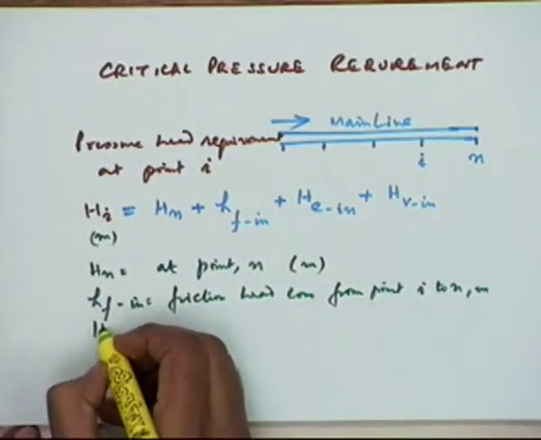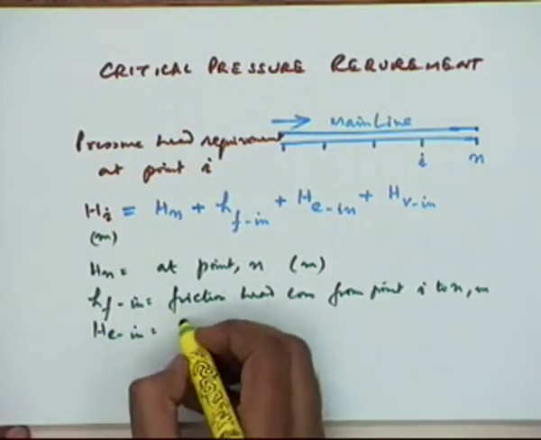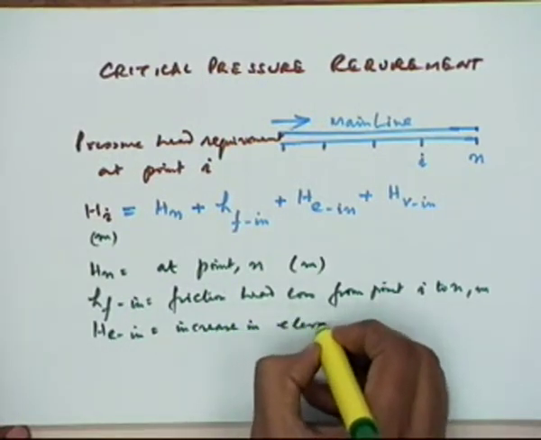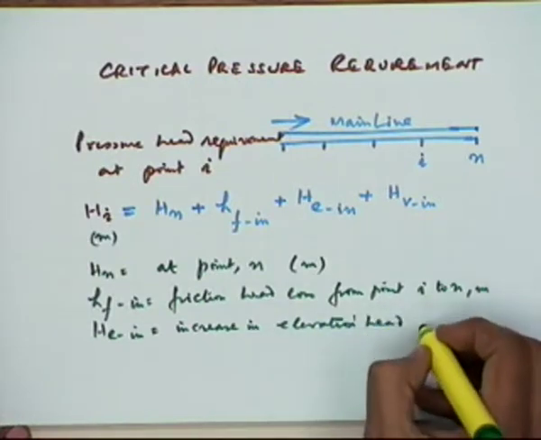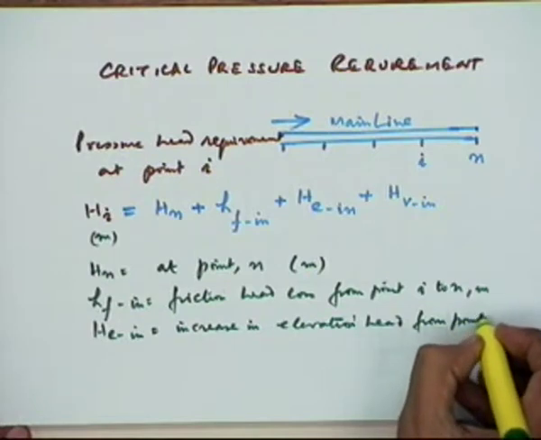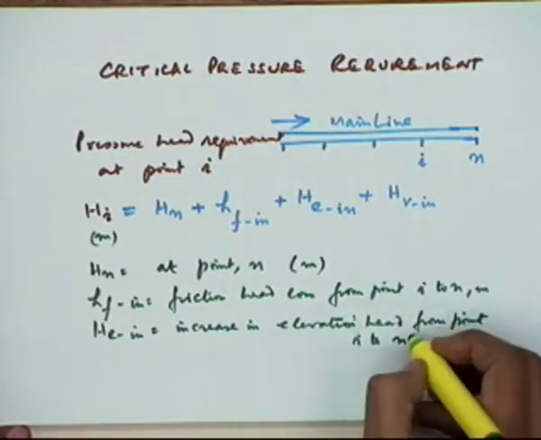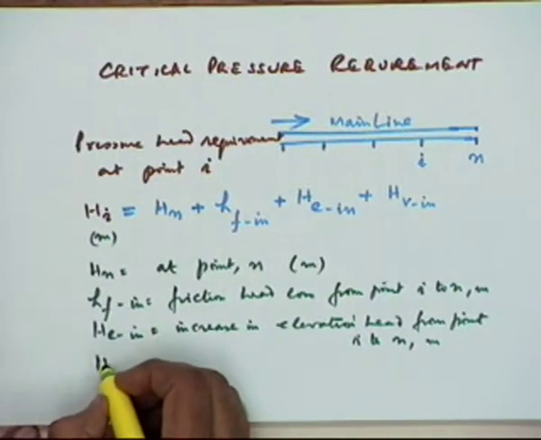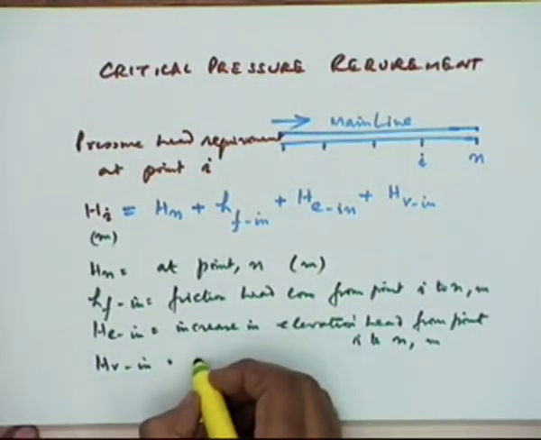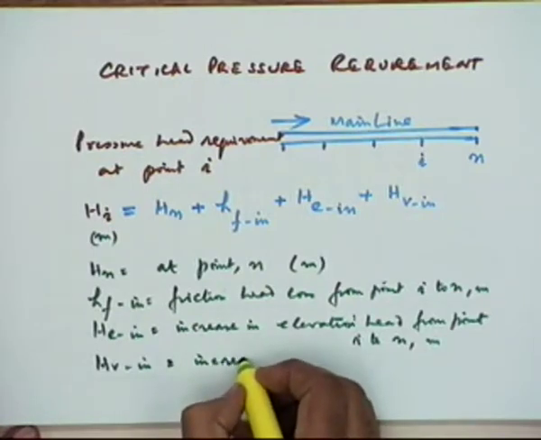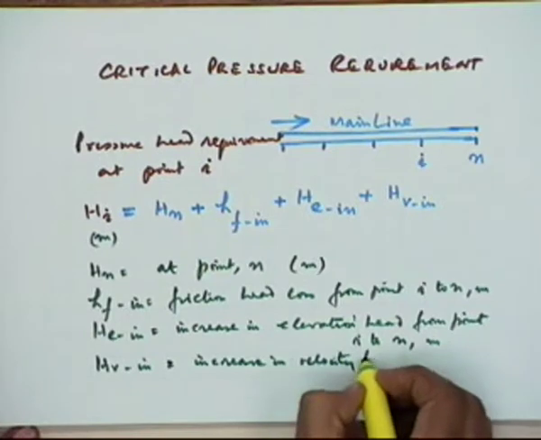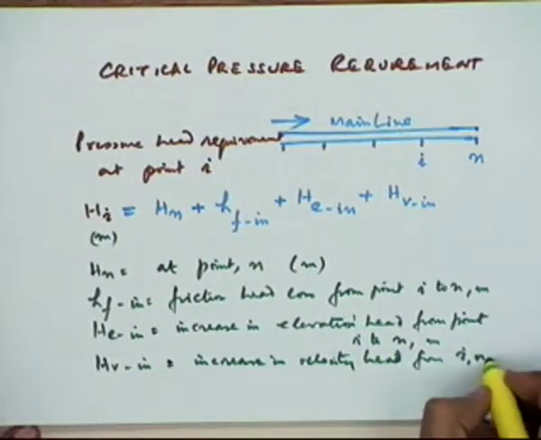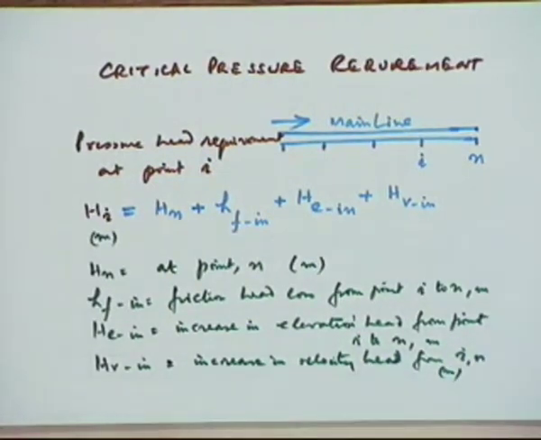Expressed in meters. And HEIN is also the increase in elevation head from point I to N in meters. Similarly, the HVIN also is the increase in velocity head from I to point N, expressed in meters.